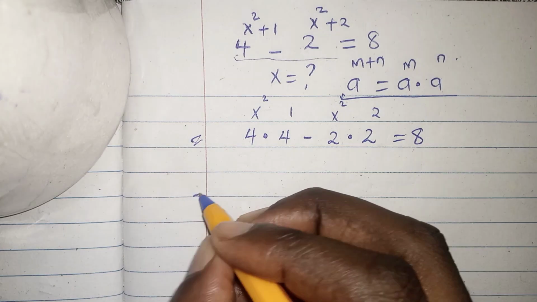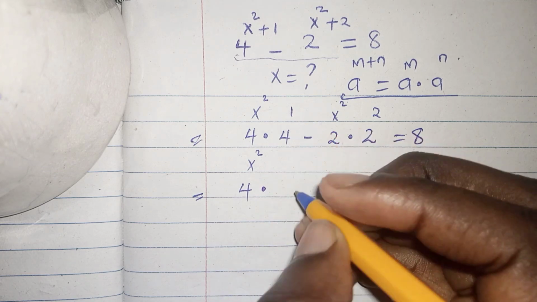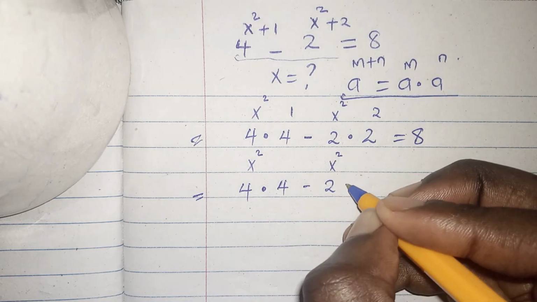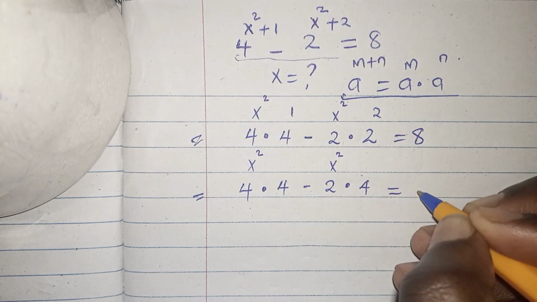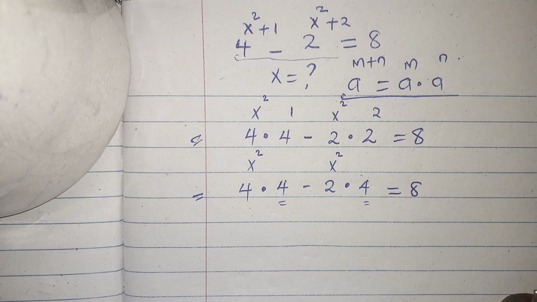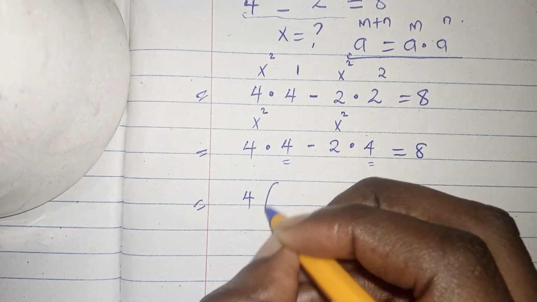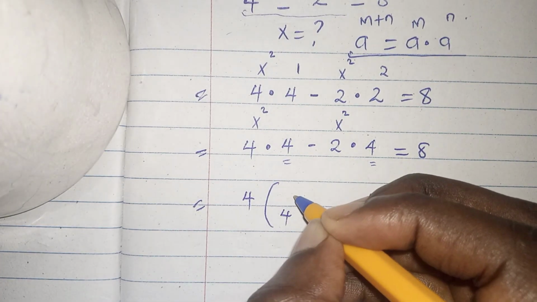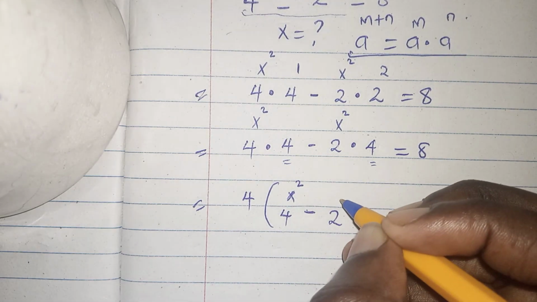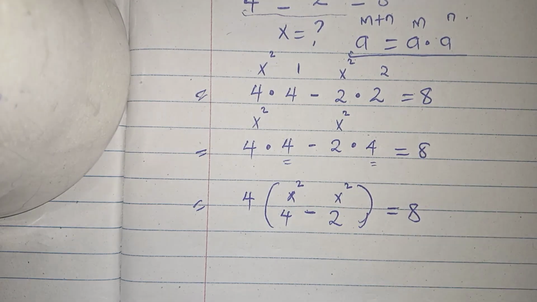So in our next step, 4 to the power of x squared times 4 to the power of 1 is basically 4, minus 2 to the power of x squared times 2 squared, this is 4, is equal to 8, okay? So you can see 4 here is our common factor, so we shall factor it out. So 4 into bracket 4 to the power of x squared minus 2 to the power of x squared bracket is equal to 8, right?